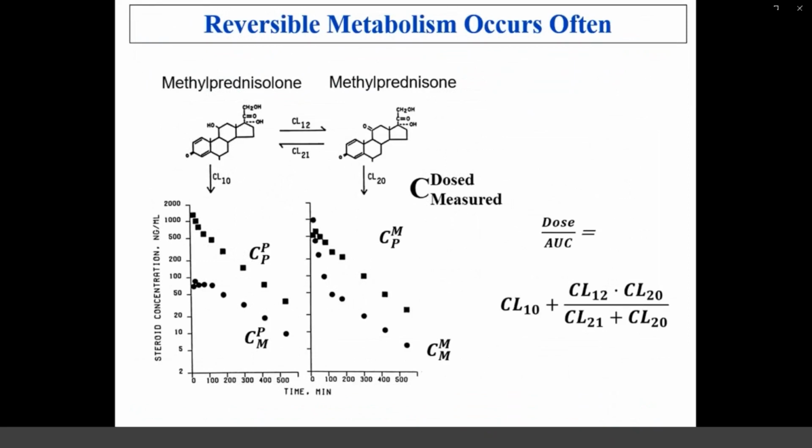This slide shows our data where methylprednisolone was dosed. On the left, you see when methylprednisolone is given, methylprednisone, a metabolite, is formed. On the right, you see when methylprednisone, the metabolite, is dosed, you get formation of a lot of the parent drug. So give drug, you see the metabolite. Give metabolite, you see the drug. This is reversible metabolism. And the kinetics of this requires four clearances. Further, when you consider dose over AUC, if you think you're calculating one clearance, for this system it's actually a combination of four clearances.